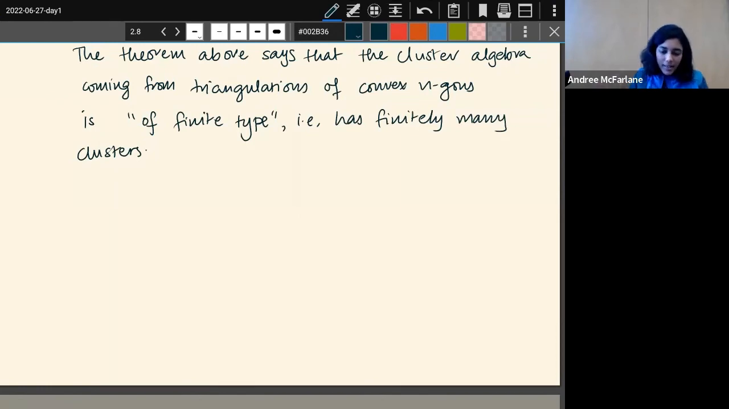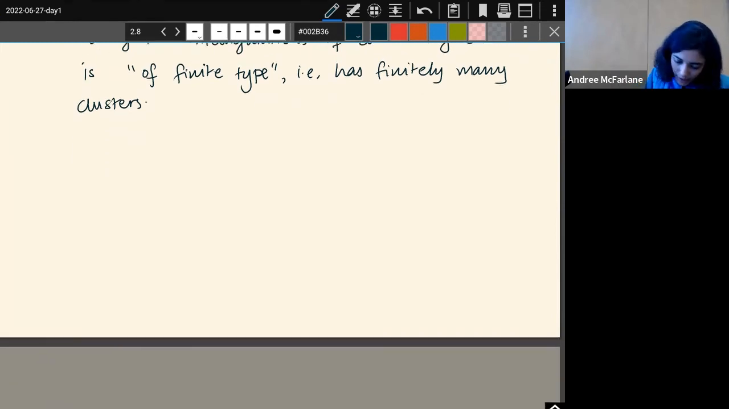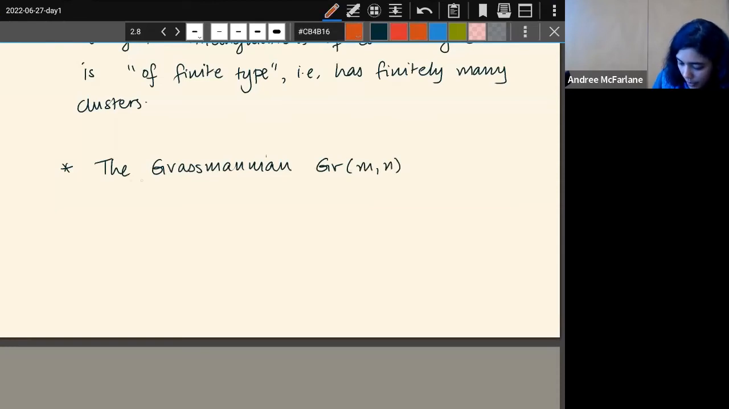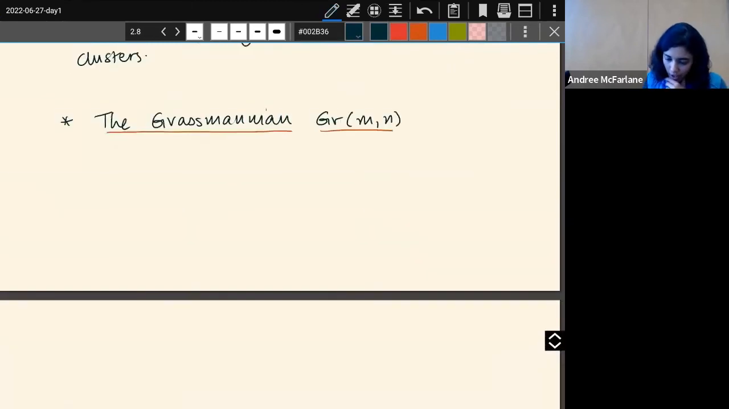I mean, this is kind of classical at this point. Another classical thing that's connected to just plain old triangulations of convex n-gons and flips in them, and also connected to this cluster algebra. So here's something geometric. And so we move to the Grassmannian. So again, stop me if any of this is new, but maybe it's not, we'll see.